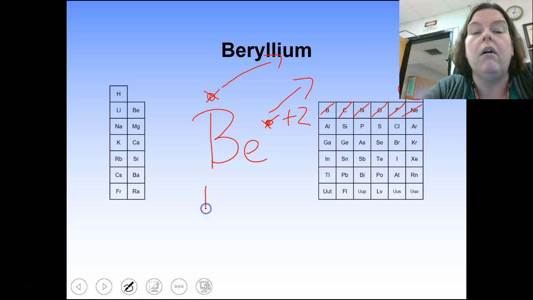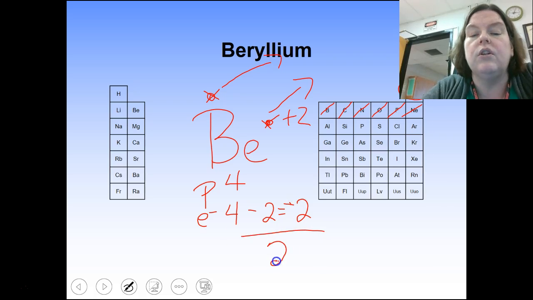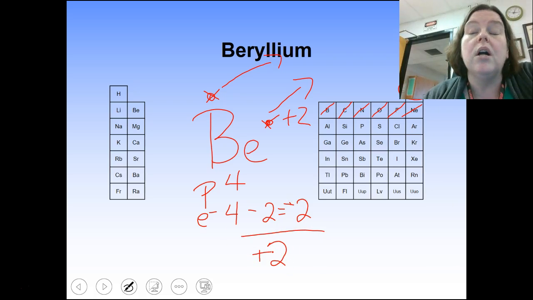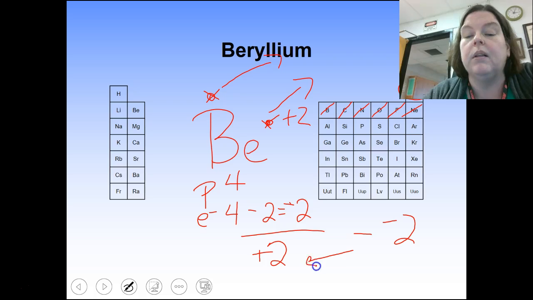How does it do that? Well, there are 4 protons in beryllium. There are 4 electrons in beryllium. But if I lose 2 electrons, I'm going to have 2 electrons. And 4 plus a -2 gives me 2+. Remember, I'm minusing 2 minus charges. So that overall is a 2+. Okay?